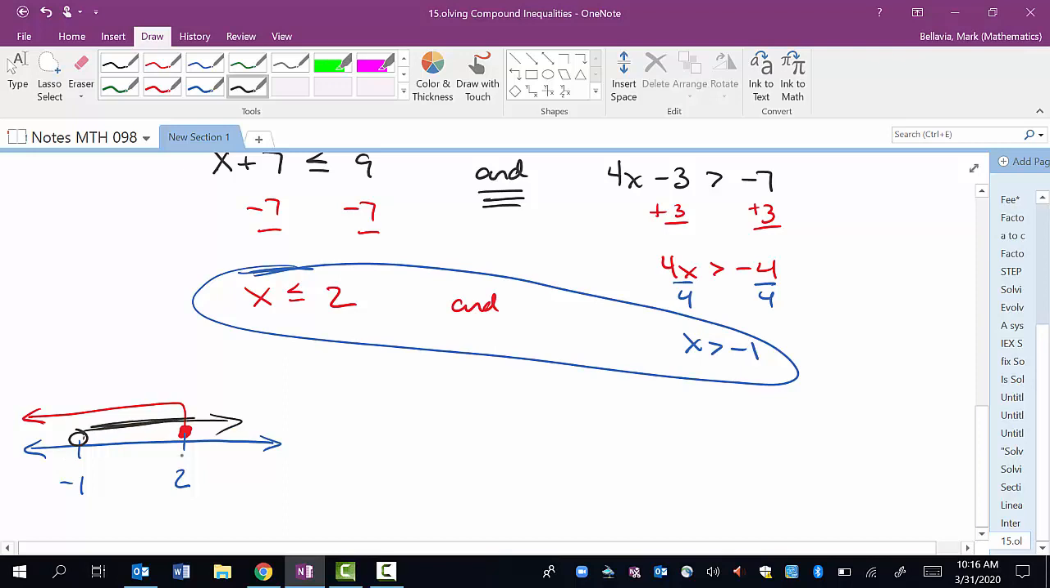Now remember what I said. The word and is important. The word and means we want the intersection. We want the overlap. Well, where do these overlap? Well, the solutions, what they have in common is everything from -1, not including -1, up until 2.